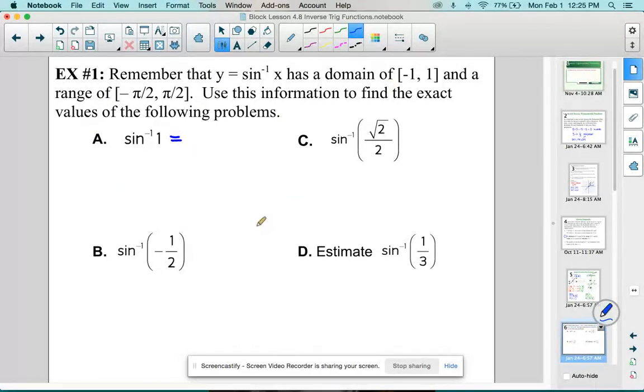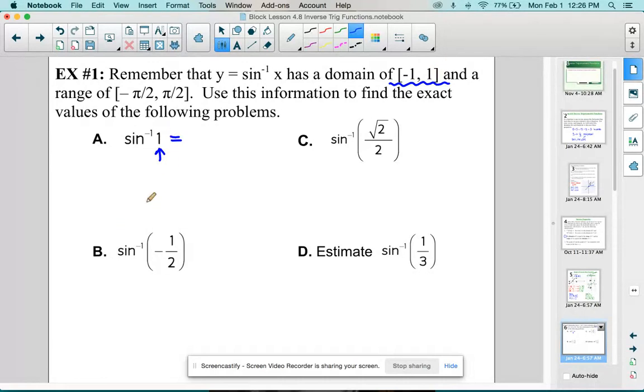Step 1, you're going to check this value right here, and make sure that it is in the domain, meaning you're allowed to plug it in to use that function. So is 1 in this domain interval? Yes. This bracket means 1's included, so that part is done.